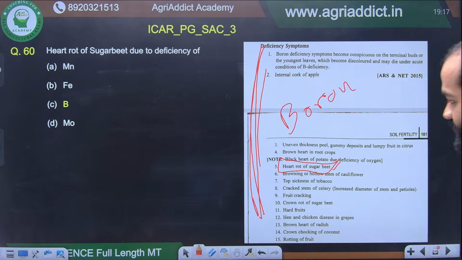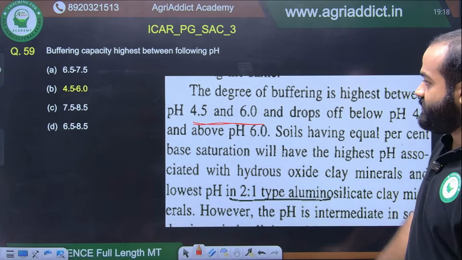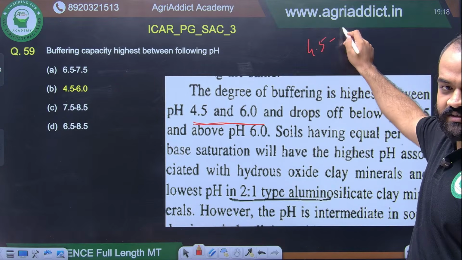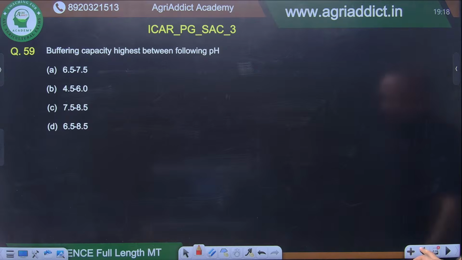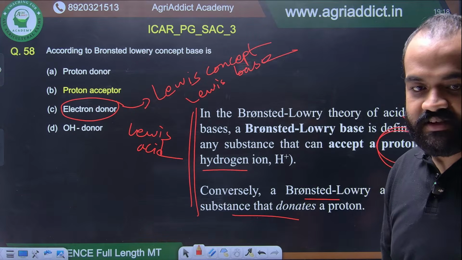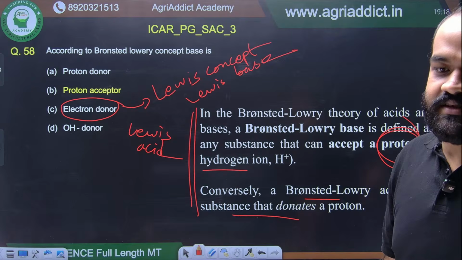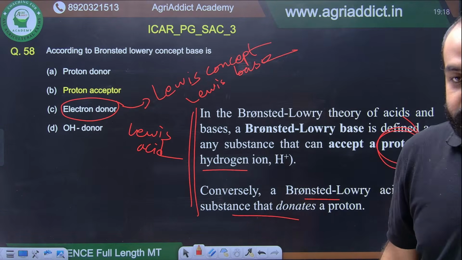All right. इसके पहले जो question था, this one I think all of you know, right? This is 4.5 to 6, right? इसमें तो कुछ बताने का है नहीं. इसमें बिल्कुल भी कुछ बताने का है नहीं. And इसके पहले जो था, I think all of you have seen this also, Lewis acid, Lewis base and Bronsted-Lowry acid and base concept.